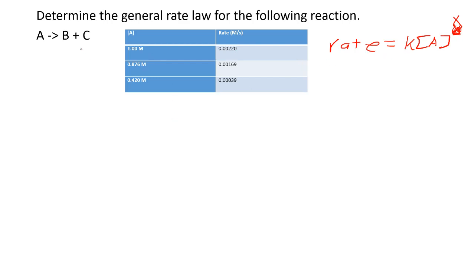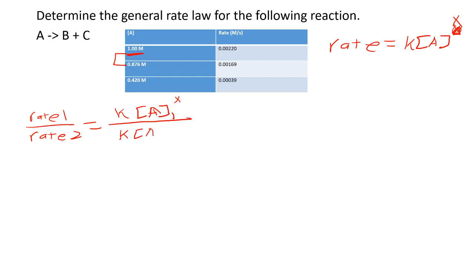So what I'm going to do is compare runs 1 and 2. You can choose any set of runs you want. So I'm going to have rate 1 over rate 2 is equal to K, A, and this is going to be A at 1 to the X. By A1, I mean this number here. I'm just leaving it in variable form for right now, so you can see what I'm doing. Divided by K, A to the X, but this time it's A at 2.